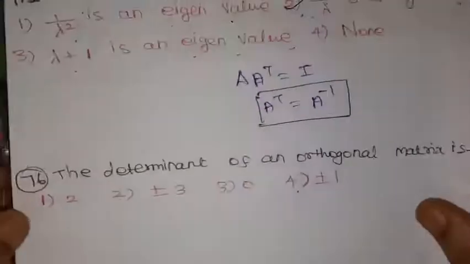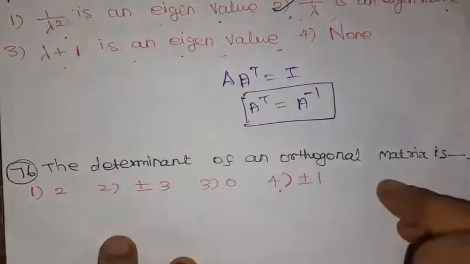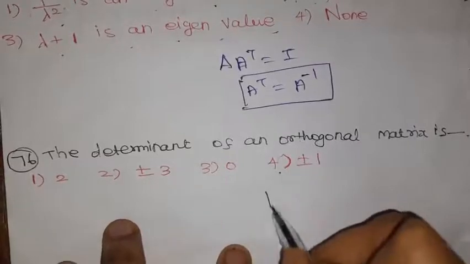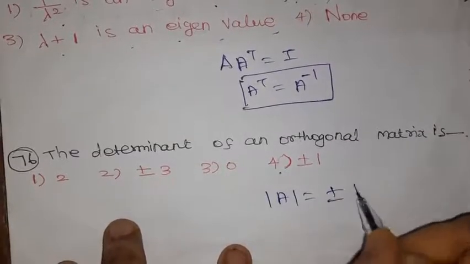Okay. 76. The determinant of an orthogonal matrix. The determinant of an orthogonal matrix is nothing but plus or minus 1.